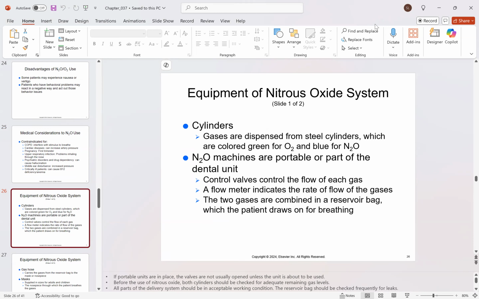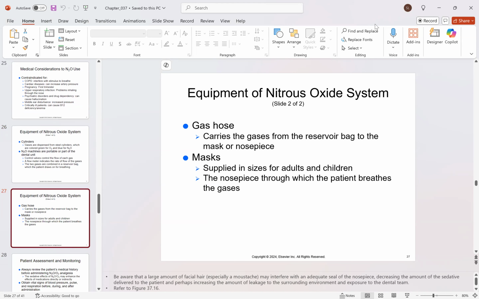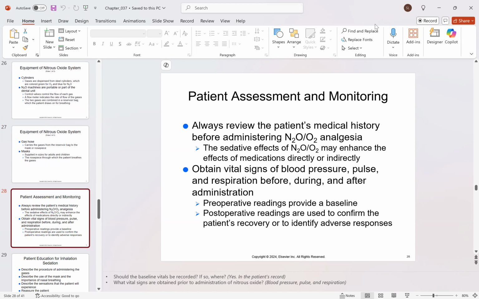Equipment needed for nitrous includes the cylinders, the nitrous machines, which are portable or part of a dental unit, the gas hose, and the masks. We're always going to review the patient's medical history before administering nitrous, and then we're going to obtain vital signs of blood pressure, pulse, and respiration before, during, and after.